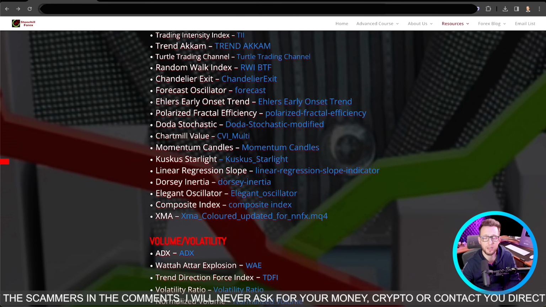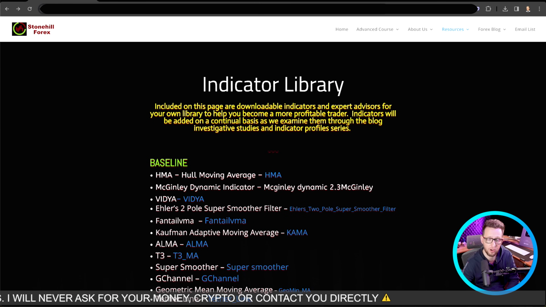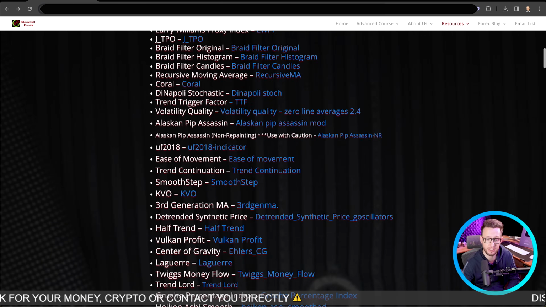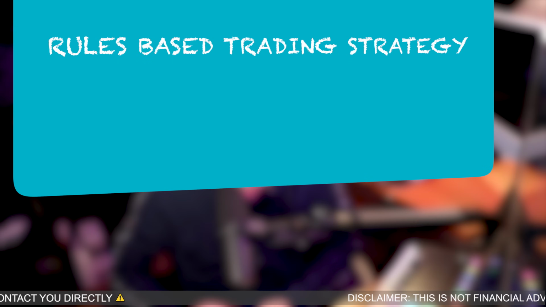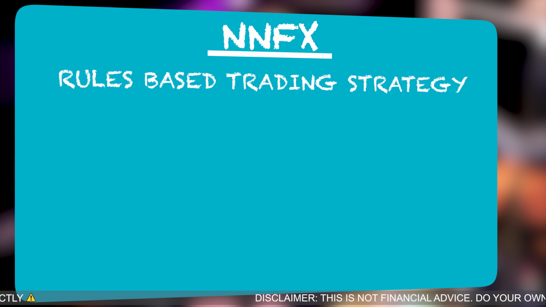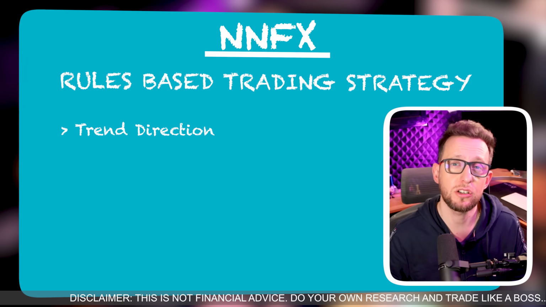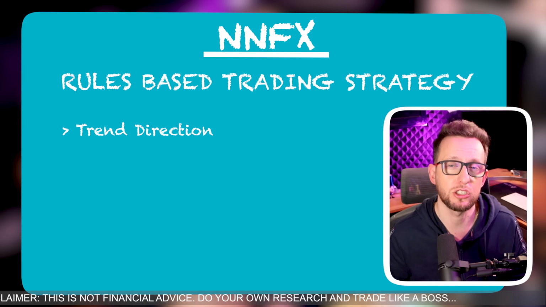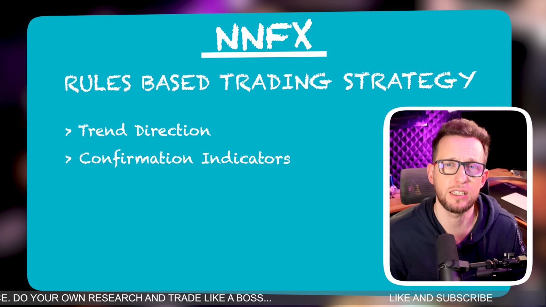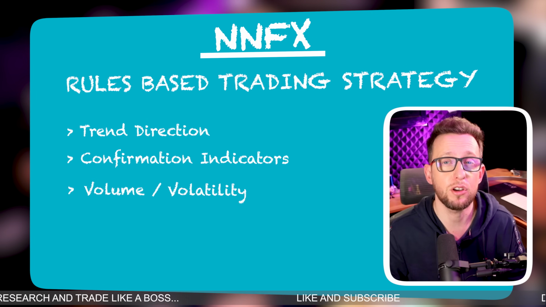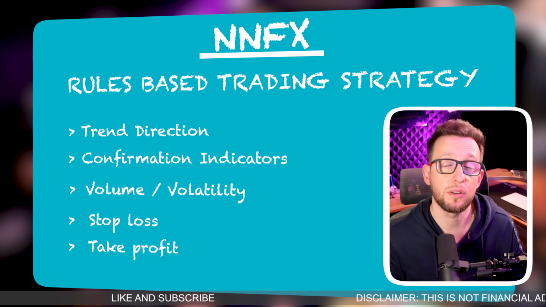Okay, here I am on my desktop on the Stonehill Forex website. As you can see, it's an indicators library. They have baselines, confirmation indicators, which were all inspired by the NNFX models. Now, NNFX is a rules-based trading strategy, which allows us to create strategies with good risk management. The rules are, we have a trend direction, which allows us to detect whether markets are bullish or bearish. And then we use indicators to confirm our entries, known as the confirmation indicators. We also add a volatility or a volume indicator to confirm all of that, and a stop loss and a take profit indicator to get us out of the market at the best time.